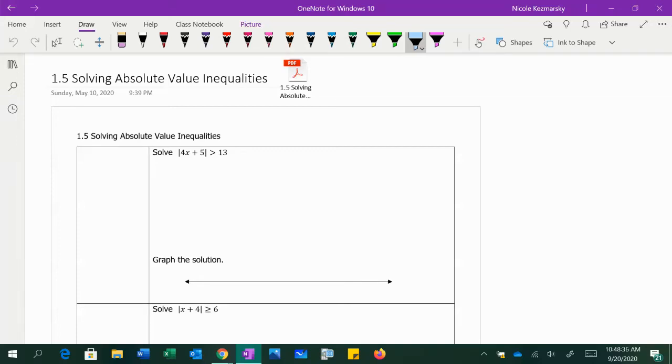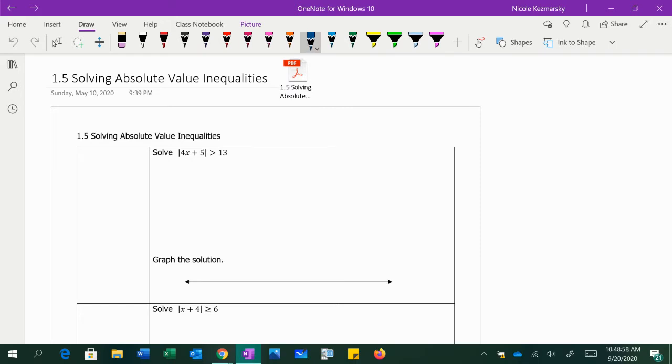This is 1.5, solving absolute value inequalities. In the last section, we graphed absolute value inequalities. So we graphed our V shape for our absolute value and shaded either above or below the inequality. Now what we're going to do is only solve for the x values. So instead of finding all of the points, we're going to just find the x values.